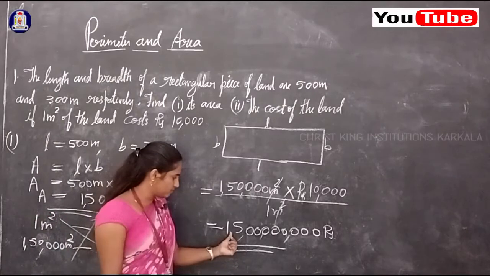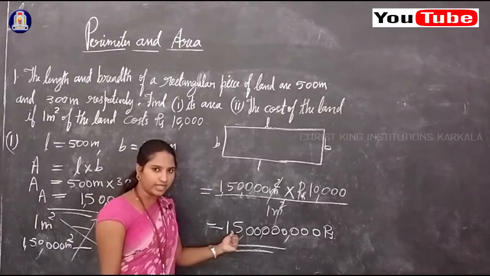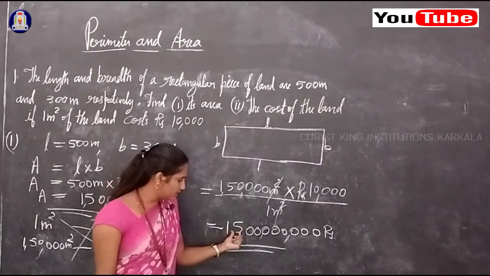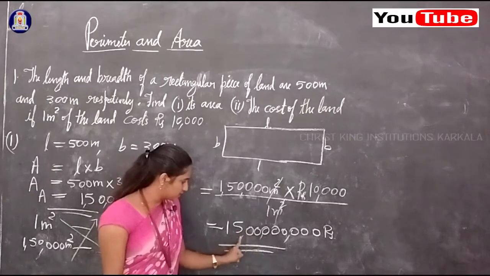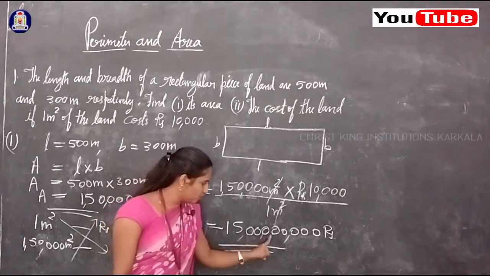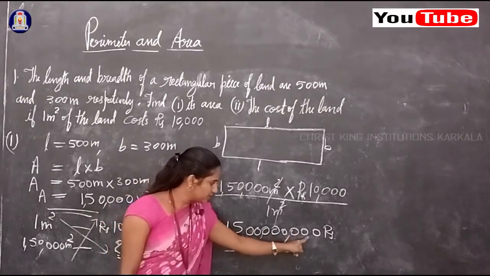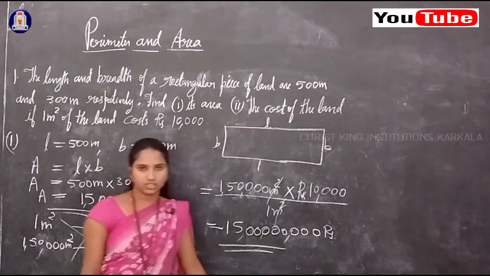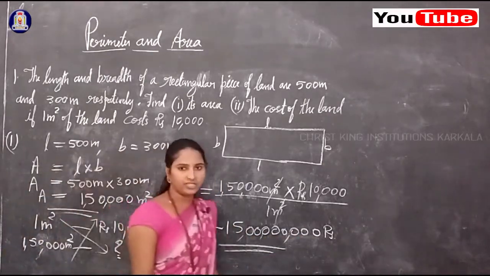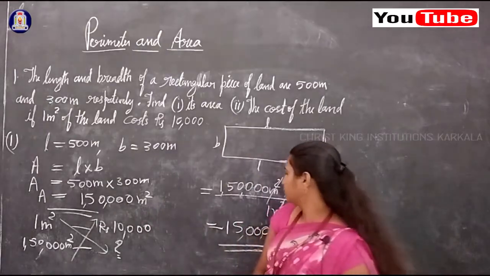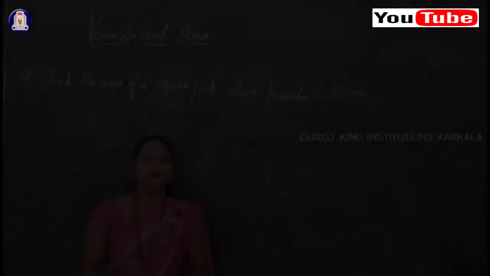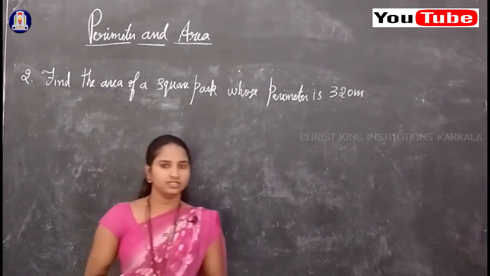So that means we'll get 1.5 into 10 power 9. Is it correct? 1, 2, 3, 4, 5, 6, 7, 8, 9. So 9 steps. So 1.5 into 10 power 9 rupees. Okay. We'll see the second question in the exercise.